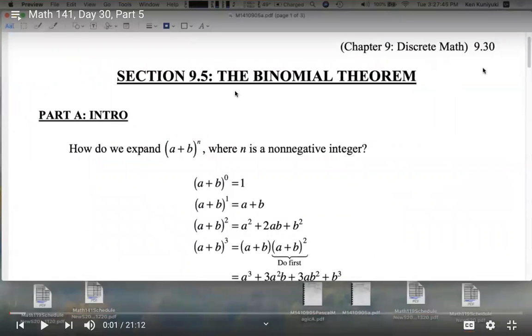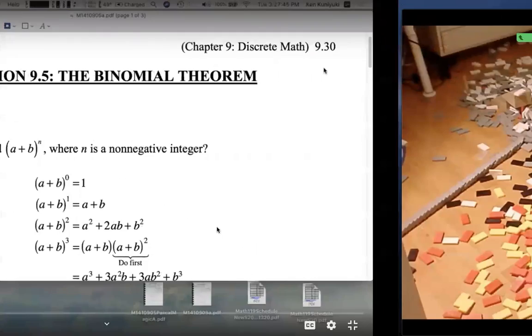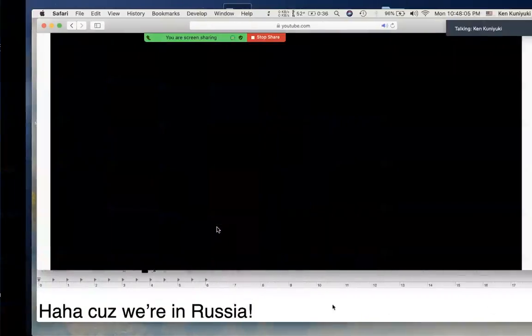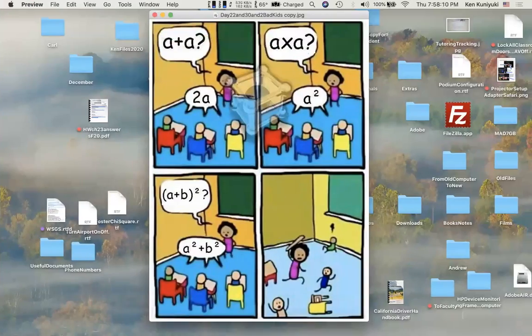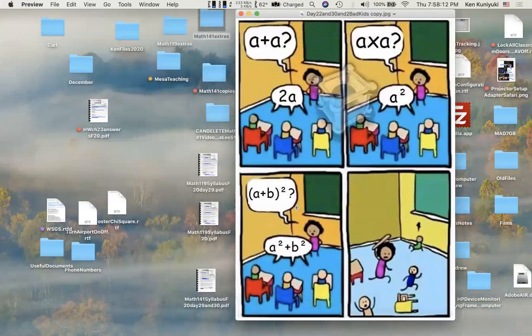Now, in section 9.5, we're going to talk about these powers of binomials. And I want to go back to these memes I had before. Okay, I've shown this a million times, right? What's the square of a plus b? Don't make teacher mad, okay? It's not a squared plus b squared, right? Don't miss the middle. Don't miss the 2ab, otherwise teacher gets mad. Hopefully I won't get that mad. And that's not blood, that's a cloud.